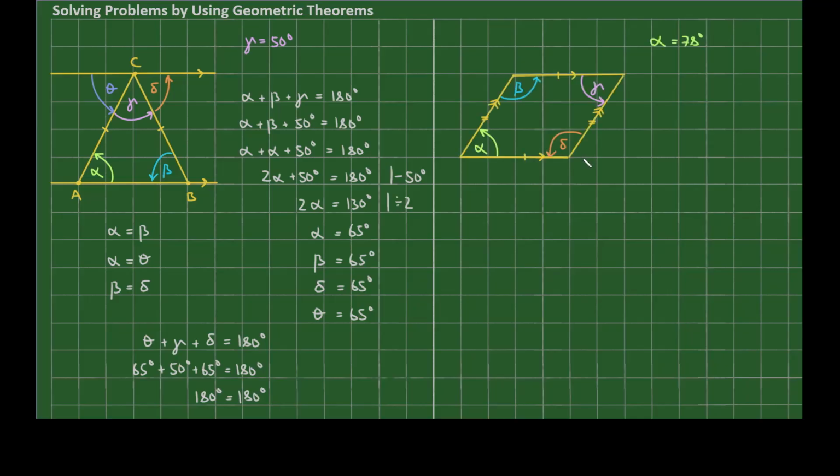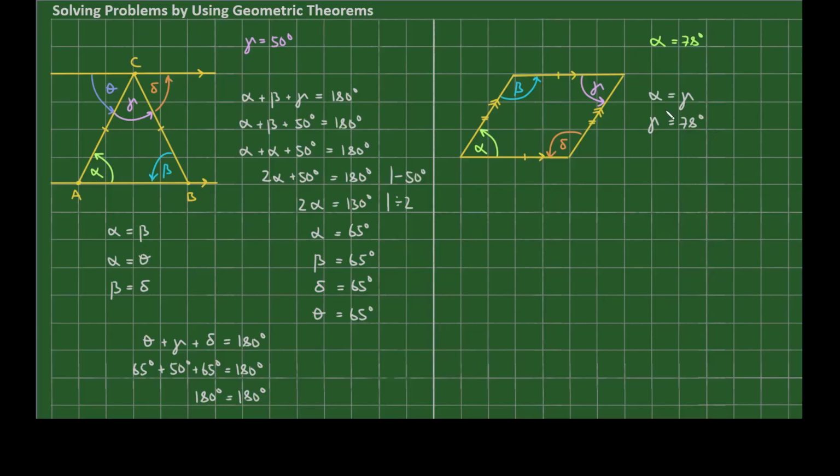Here we have a parallelogram. The opposing sides are parallel and of equal magnitude. We are also told that the angle alpha is 78 degrees. We need to determine the magnitudes of the other three angles. In a parallelogram, the opposing angles are congruent, and so I could say that alpha equals gamma. This means that gamma equals 78 degrees.